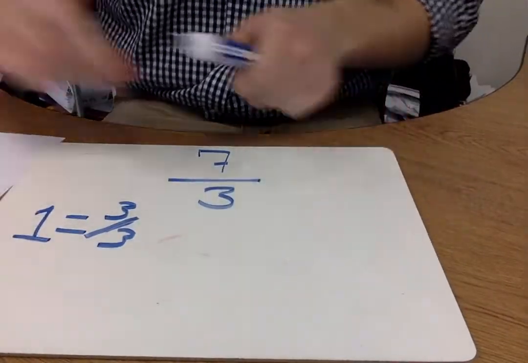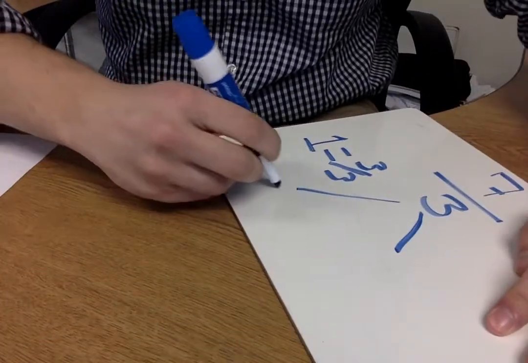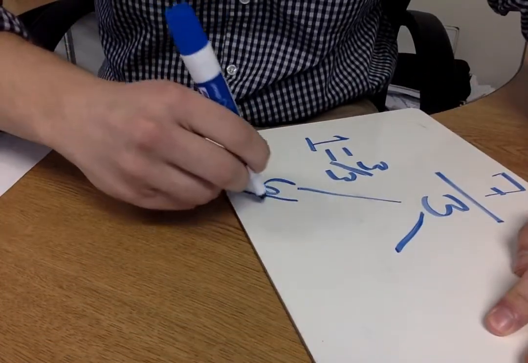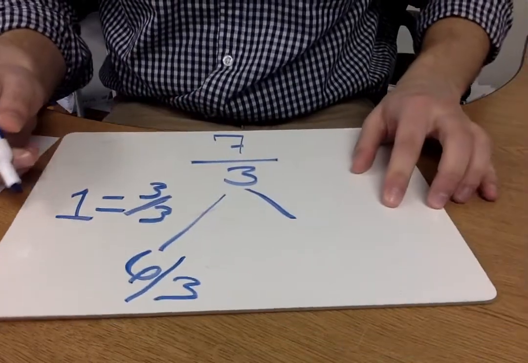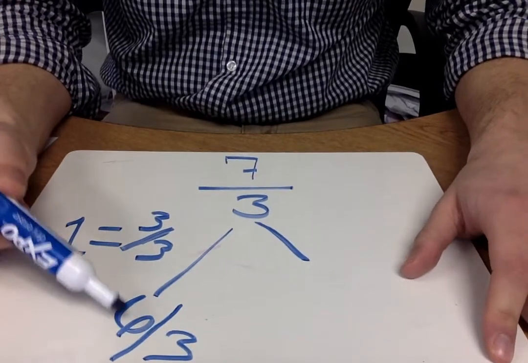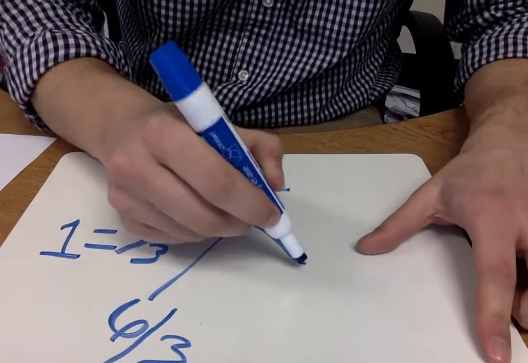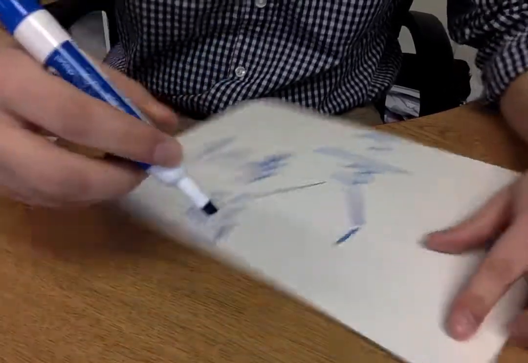So I'm going to create a number bond, and the first part of my number bond is going to be 6/3. And now I'm going to look at what's left over. So I have 6 as my numerator. I started with 7. 6 plus what will make 7? I know the answer is 1.